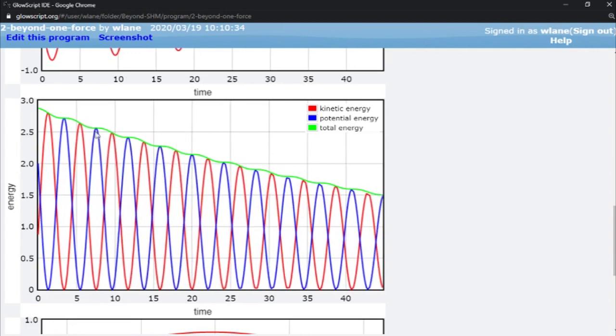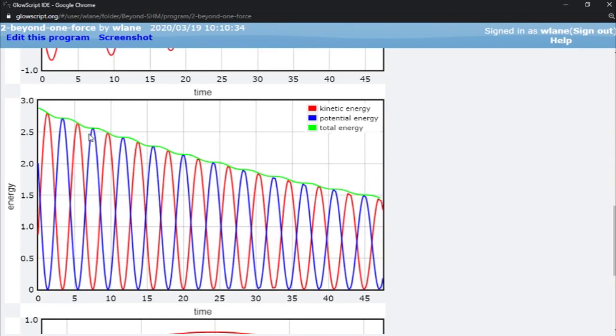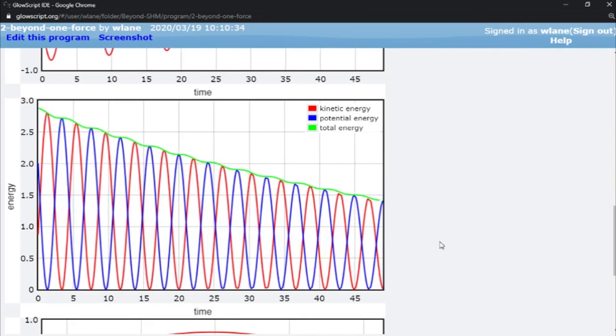So that's why it kind of rests on top of the potential energy, because the damping force can't rob you of potential energy. It can only rob you of kinetic energy. And that's why you get this neat little step pattern here.